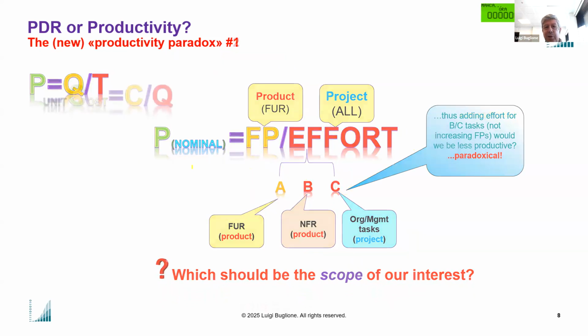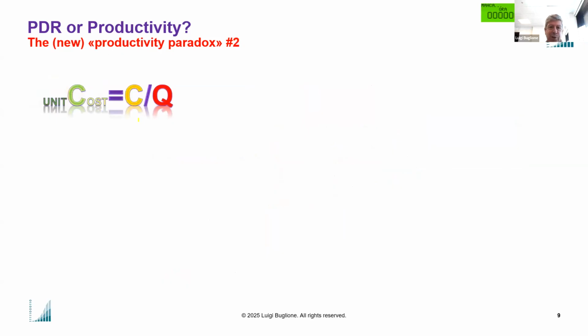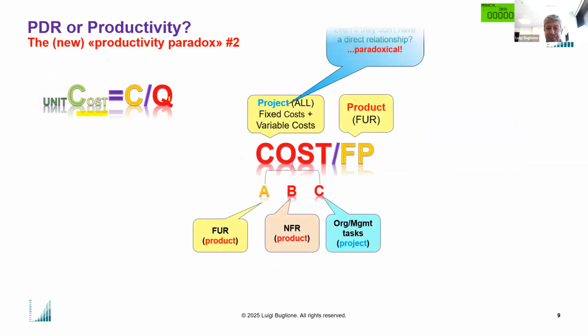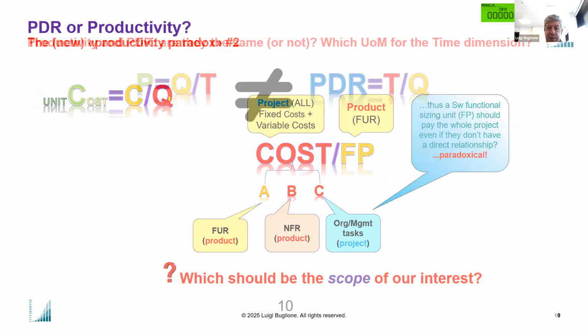The same kind of paradox can be reflected also in terms of costs, the economic figures, because there is a habit from the late 80s, start of the 90s, of paying for software per function with a cost per function point. And so this is the formula, with the same kind of questions.